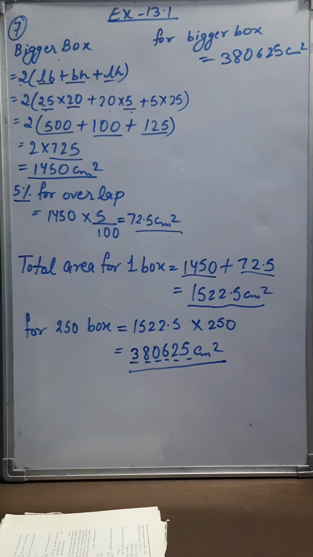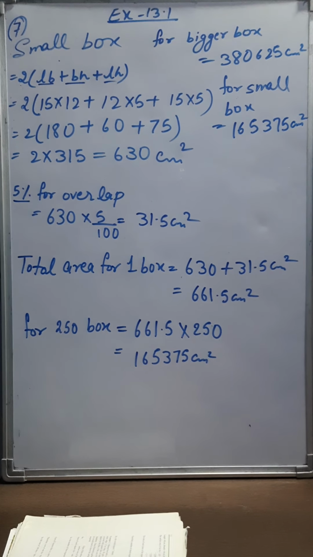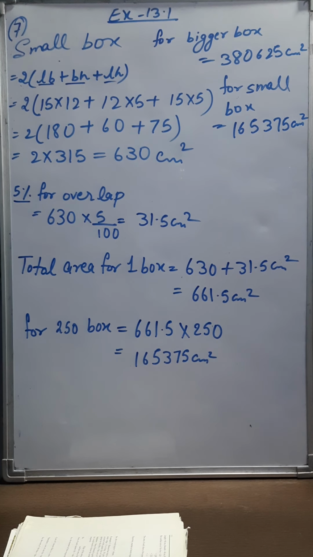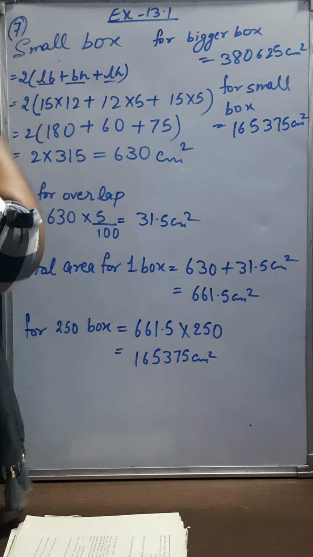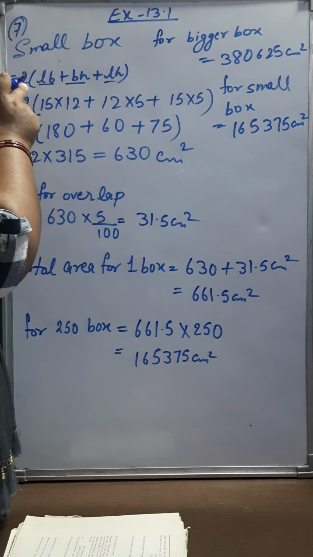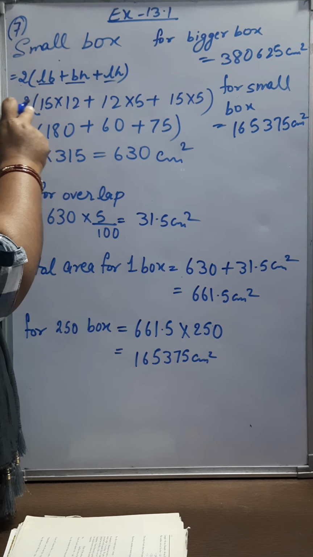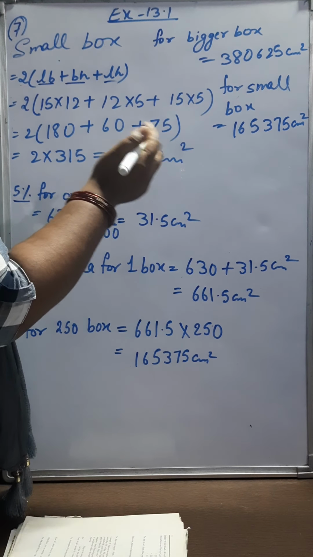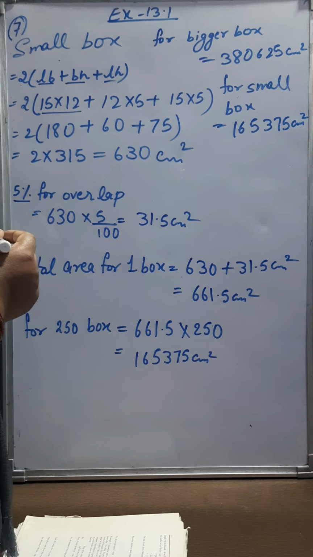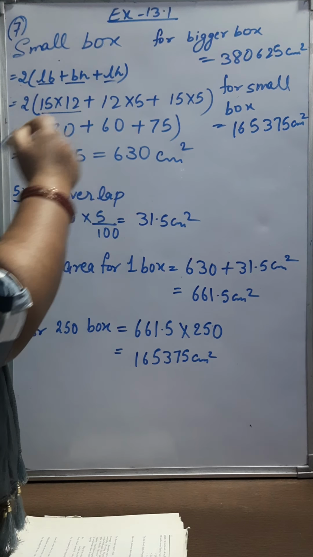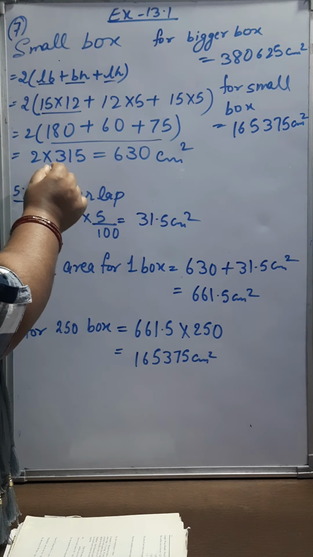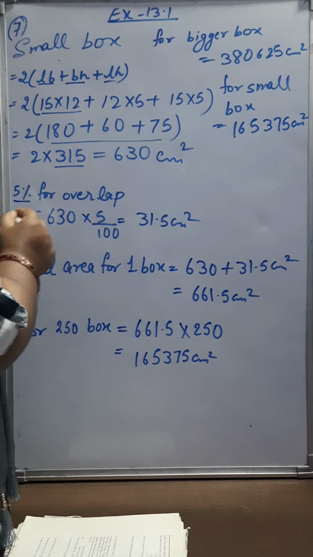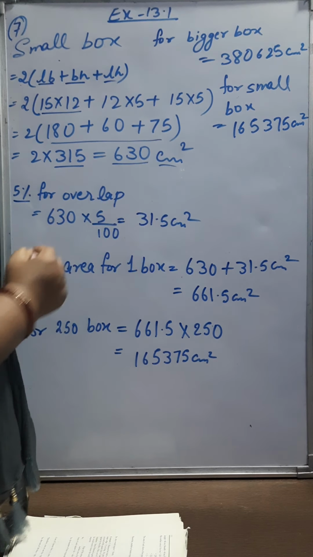Now let us come to the small box. Now it is given that the small box is 15 cm long, 12 cm wide and 5 cm height. So for the small box also, the total surface area we will calculate by the same formula, 2(LB plus BH plus LH). So put the values. It is 15 into 12 plus 12 into 5 plus 15 into 5. 15 into 12 is 180, 12 into 5 is 60 and 15 into 5 is 75. When all the three are added, we are getting 315. 315 multiplied by 2 is 630 centimeters square.